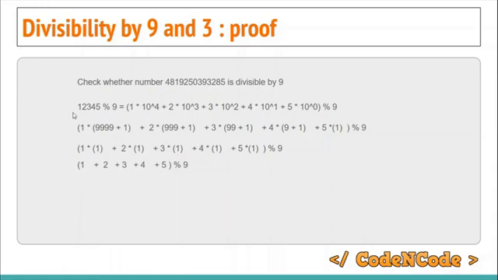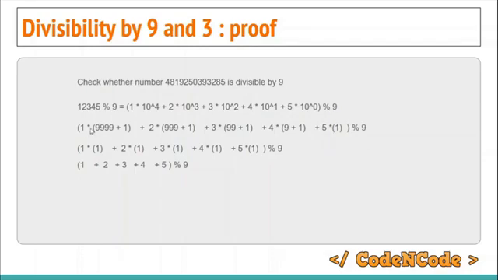So to find the modulo of the whole number with 9, all we have to do is take the digit sum and then take modulo with 9. If the modulo comes out to be 0, that means the whole number is divisible by 9. So this is the proof of why taking the digit sum of a number and checking it with modulo 9 or 3 is enough for the divisibility of that number by 9 and 3.